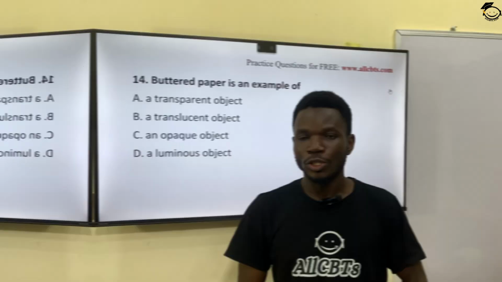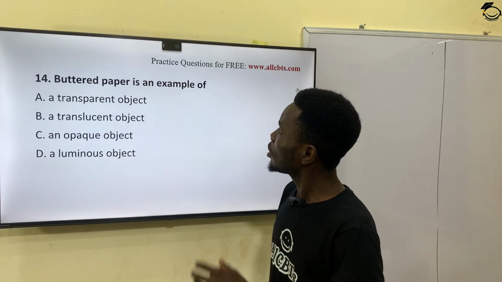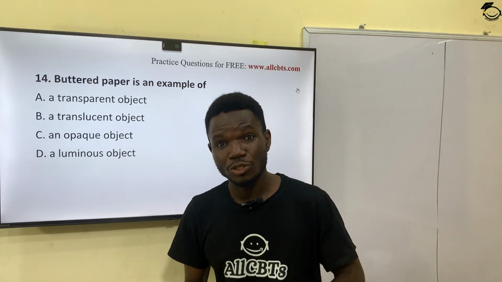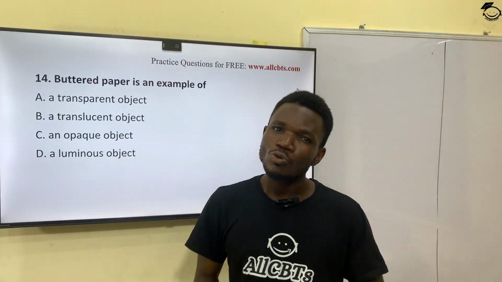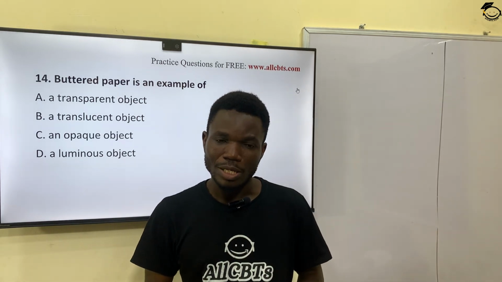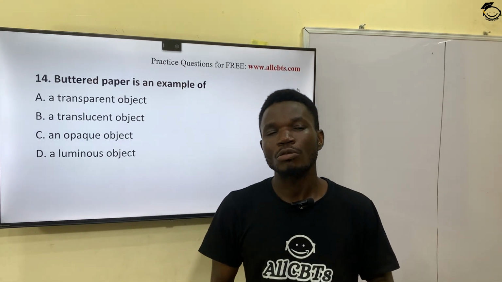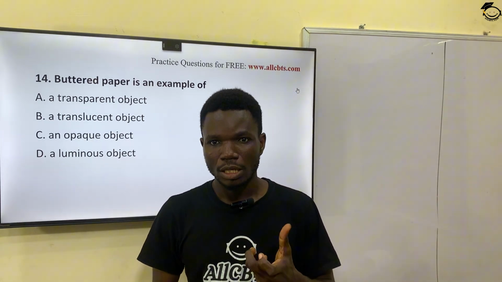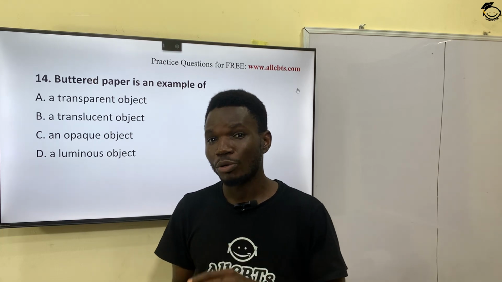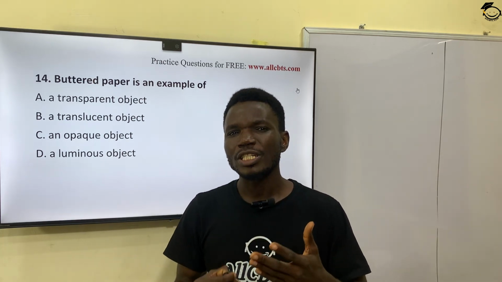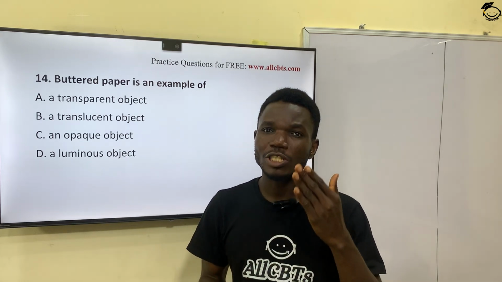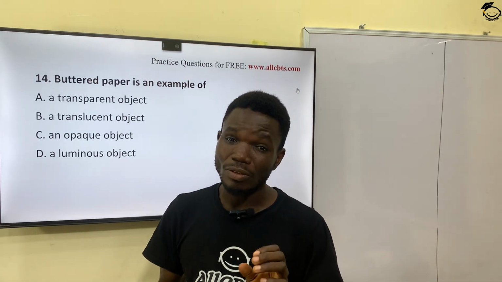That's option C. Moving on to question number 14, it says, butter paper is an example of dash. Now, what they are simply asking you in this question is, what happens when you add butter to paper? When you add butter to paper, the paper becomes translucent. You discover that the paper is oily, and the reason why it is oily is because of the butter that you added. And when the paper is oily, you can no longer see through the paper, but a little amount of light can pass through it.